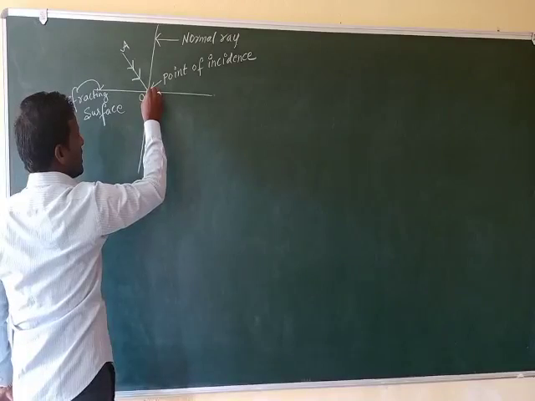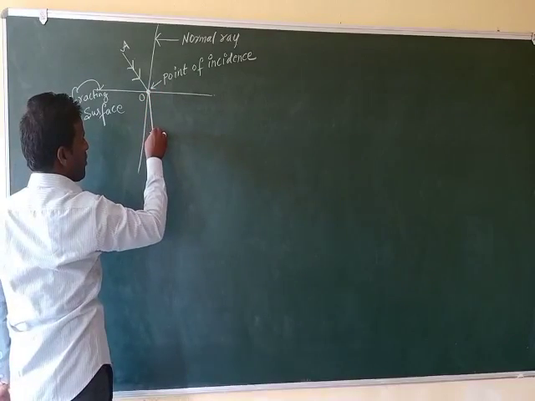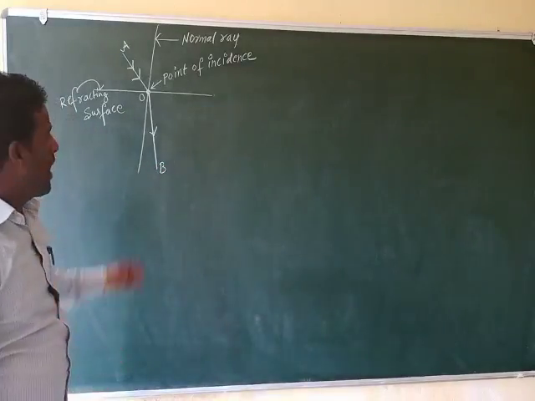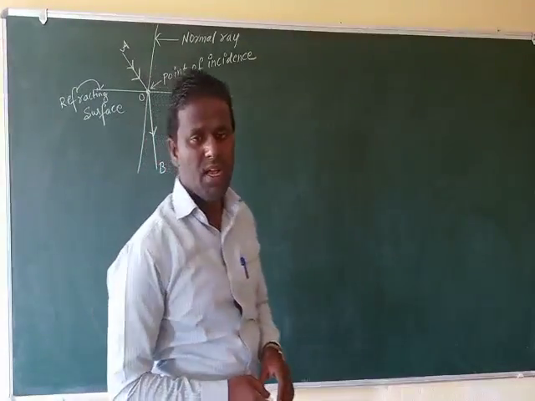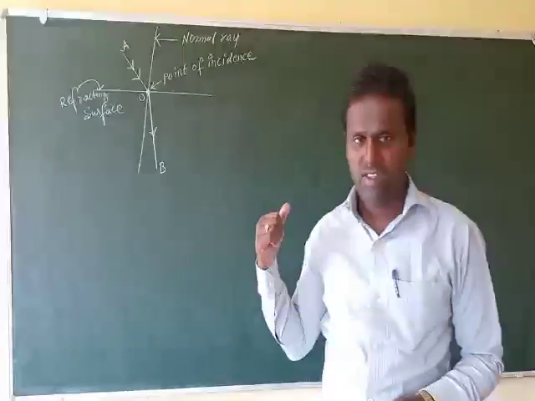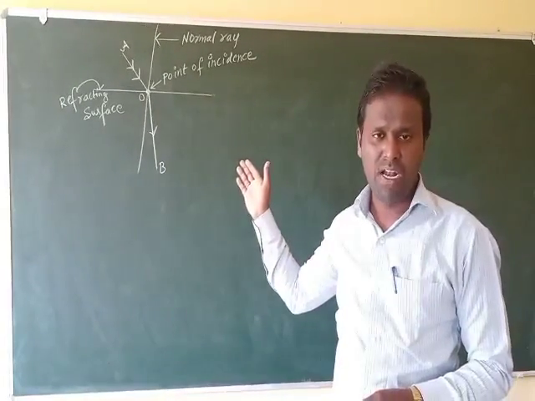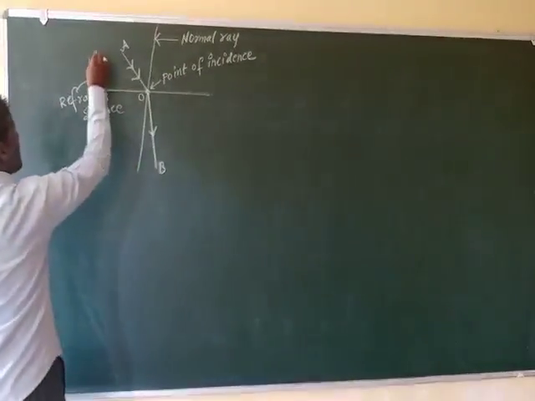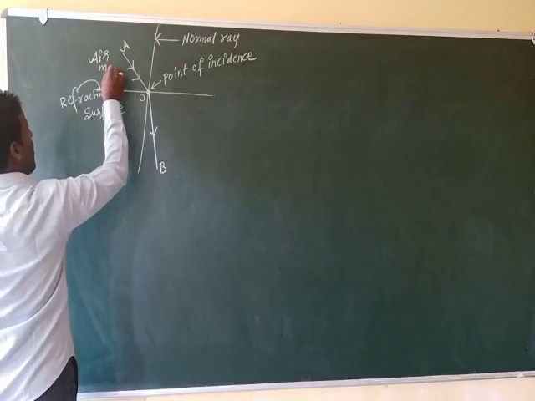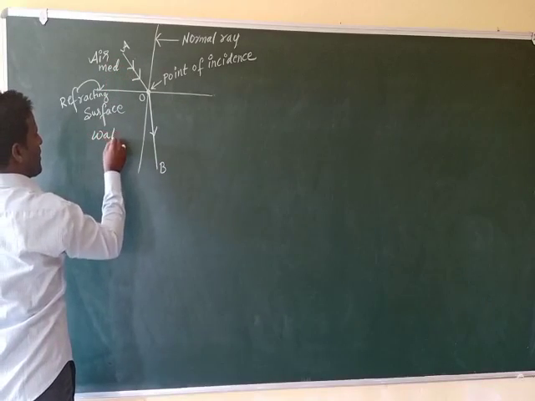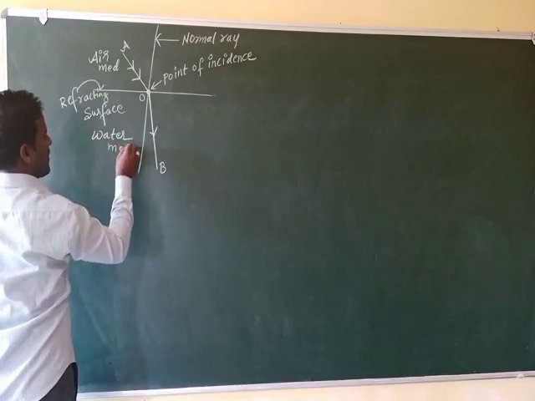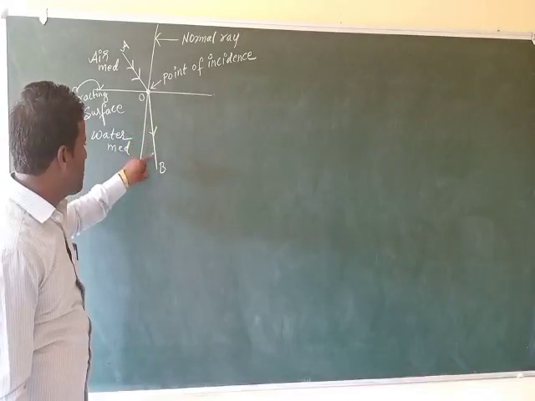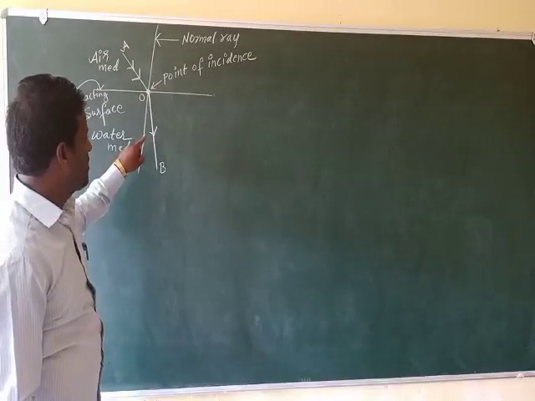So see, here the refracted ray bends towards the normal. This is the refracted ray. It bends towards the normal. Why is it bending towards the normal? Because the speed of the light decreases when it travels from air medium to water medium. So to indicate that decrease in the speed of the light, this ray bends towards the normal.